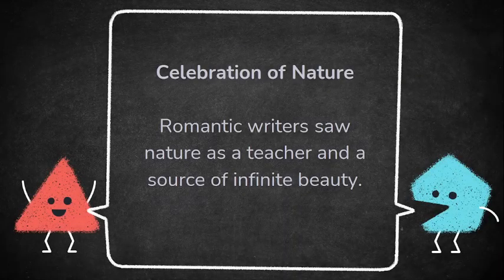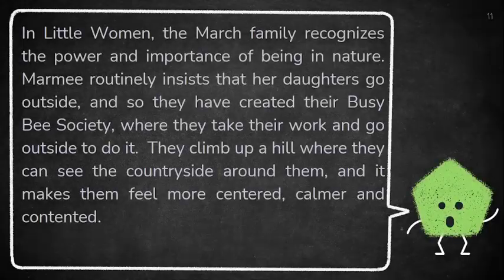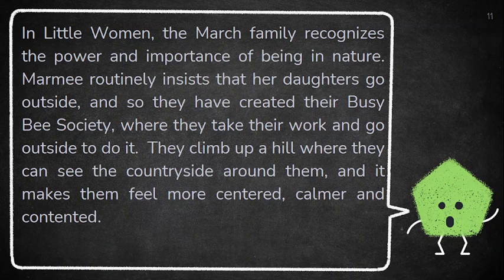Now, let's talk first about the celebration of nature. So, Romantic writers saw nature as a teacher and a source of infinite beauty. If we are going to relate nature to the story Little Women, the March family recognizes the power and importance of being in nature. Marmee, the mother of the four March girls, routinely insists that her daughters go outside. So they have created their busy bee society, where they take their work and go outside to do it. They climb up a hill where they can see the countryside around them, and it makes them feel more centered, calmer, and contented.